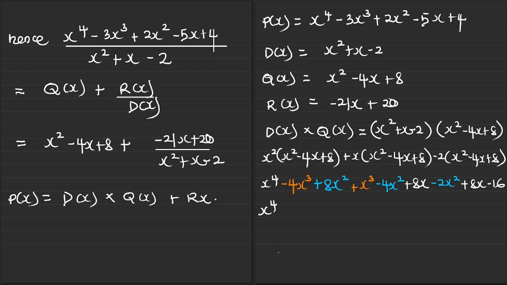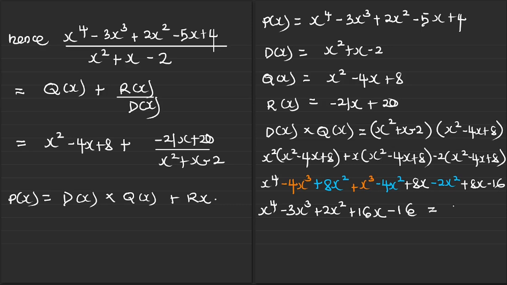So working on the cubes, we have negative 4 plus 1. That gives us a negative 3x cubed. Then working on the squares, we have 8 minus 4, which gives us a 4. Then minus 2, that gives us a 2. So we have plus 2x squared. Then for those of just the x, we have 8x plus 8x. That gives us a 16x. Then for the constant, minus 6.